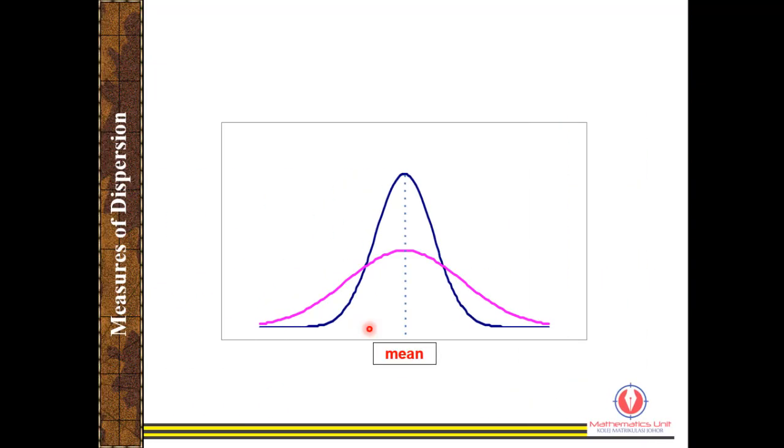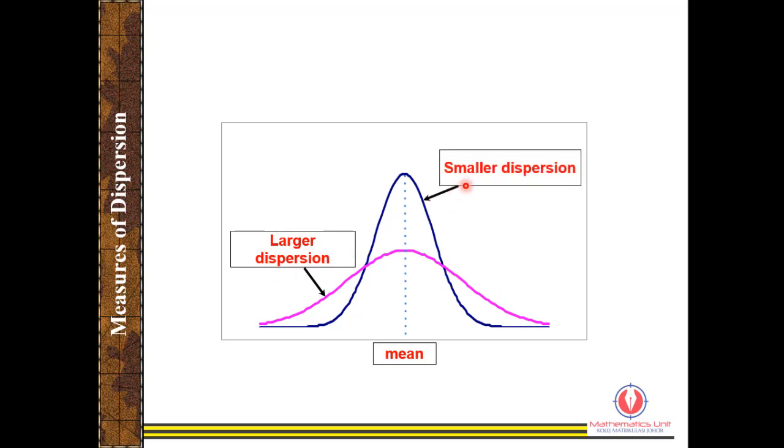Okay, look at this graph. This purple color actually is larger dispersion. So this blue color is smaller dispersion. So from this graph, we can conclude that the data at blue color is more consistent compared to the data at purple color.